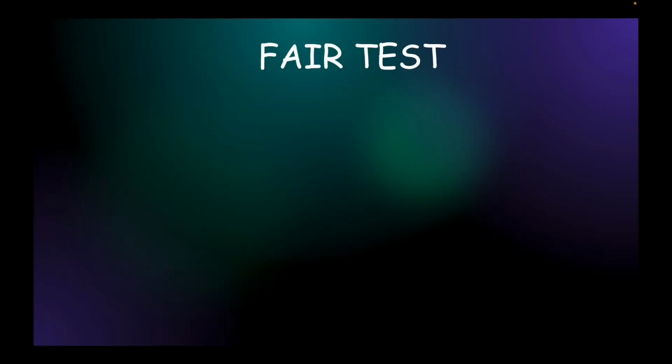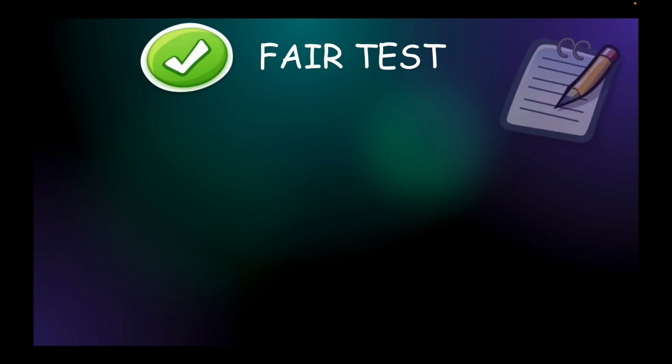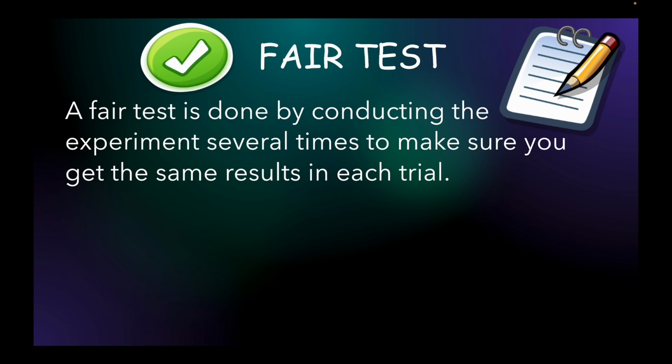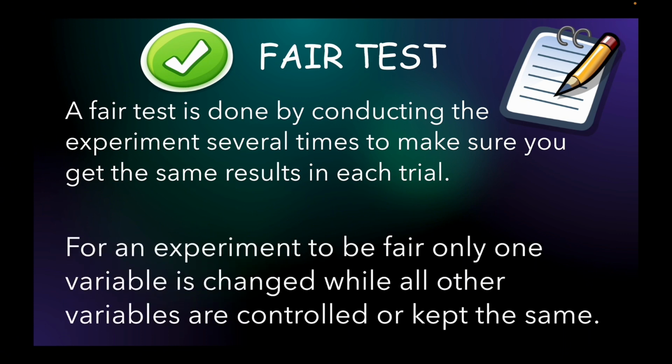What was a fair test that I explained to you? A fair test has 2 properties. It is done by conducting the experiment several times to make sure you get the same results in each trial. And for an experiment to be fair, only one variable is changed, while all the other variables are controlled or kept the same. I'm sure this is clear with you all.